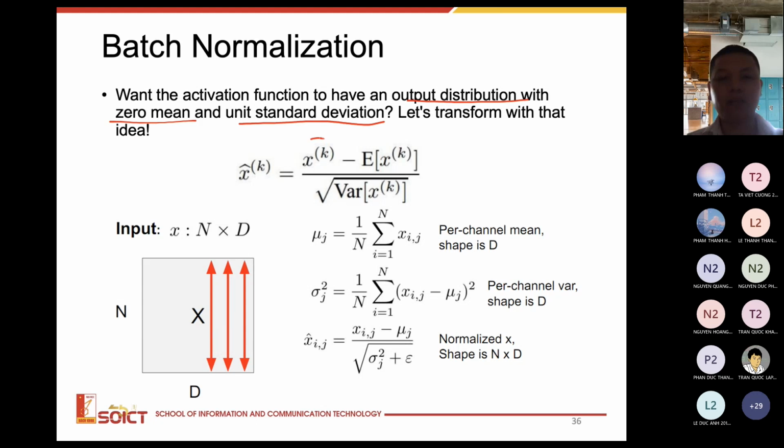So this is the output after the activation function, and what we can do is to subtract the mean from the output, and then we divide by the standard deviation, and then we get the new output. And for the new output here we have unit standard deviation and zero mean.